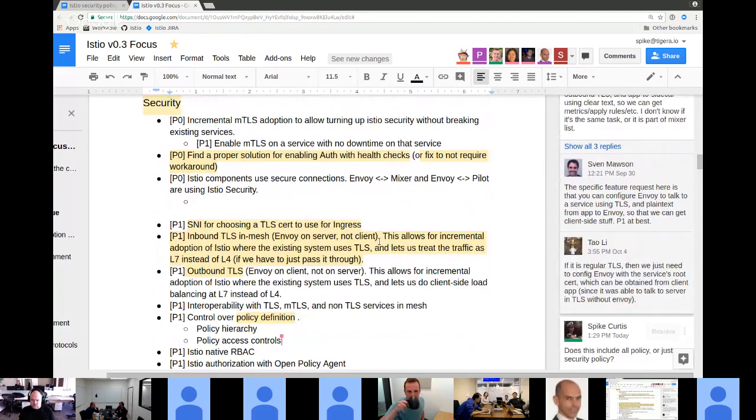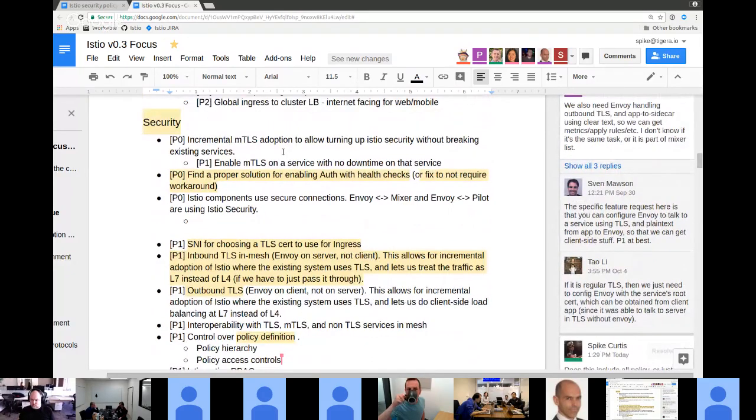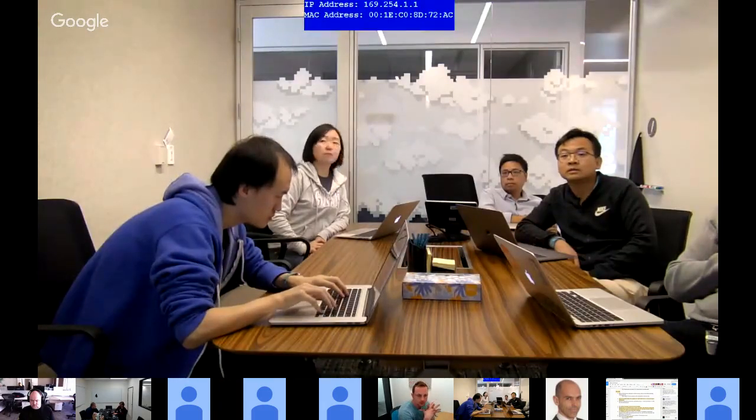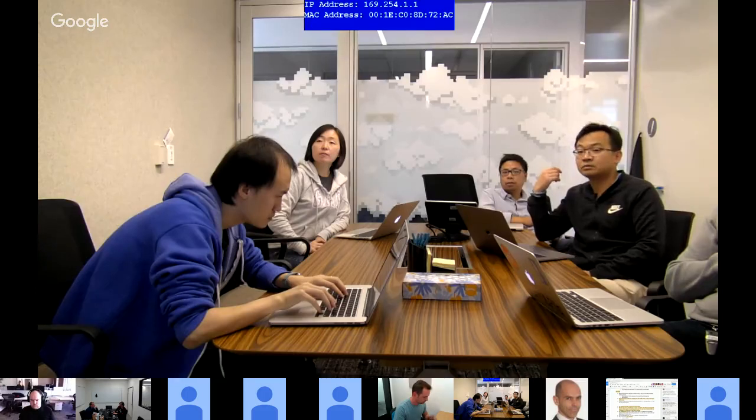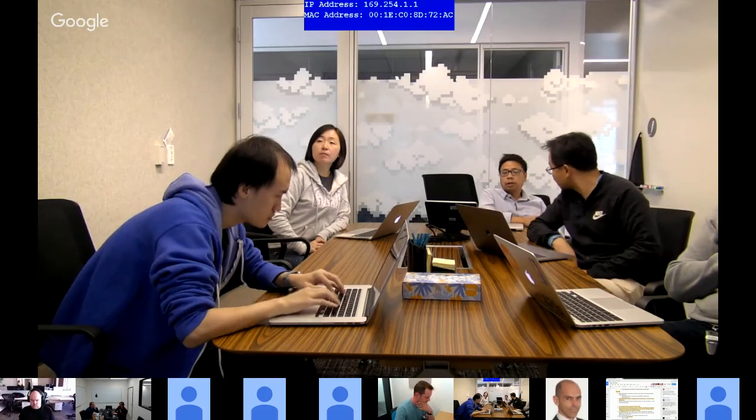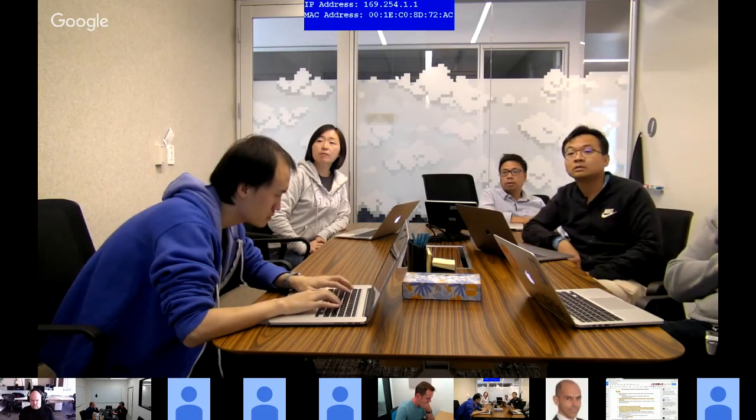Okay, so taking it from the top, incremental MTLS adoption. I think that this probably does belong in our working group. Yes. And DM is working on that. Probably the first one.